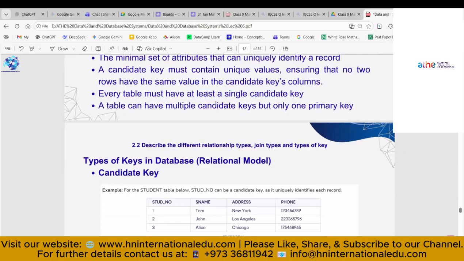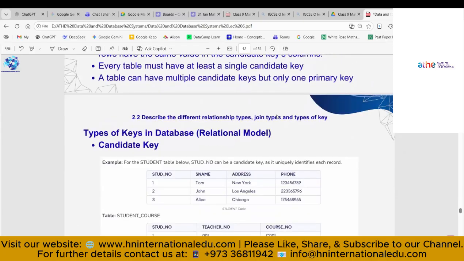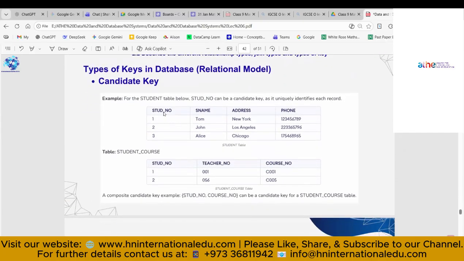Okay, a table can have multiple candidate keys, but only one primary key. Remember, in the case of database management system, whenever you're making a database, there will be only one primary key. You can have multiple candidate keys or super keys or alternate keys, but there will be only one primary key for that. So in this student table, the student number column, this is your primary key. Okay, it can be a candidate key because it uniquely identifies each of the student.